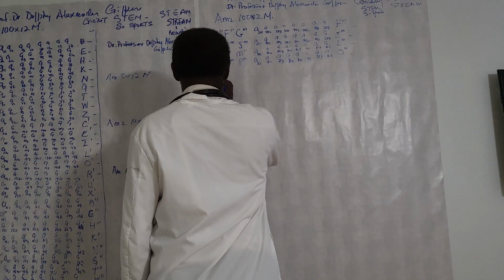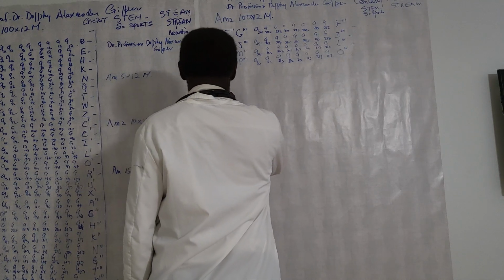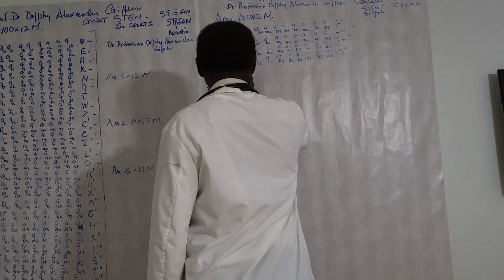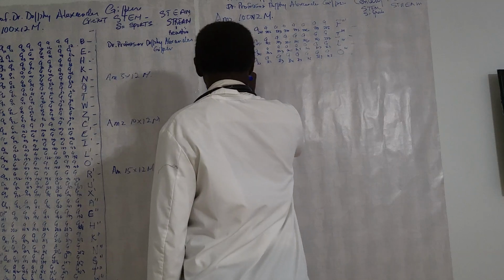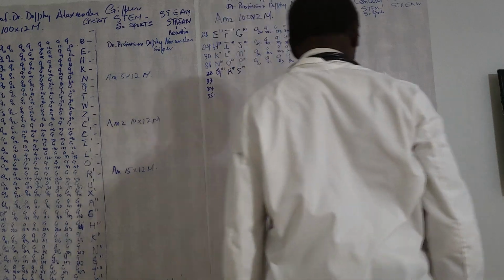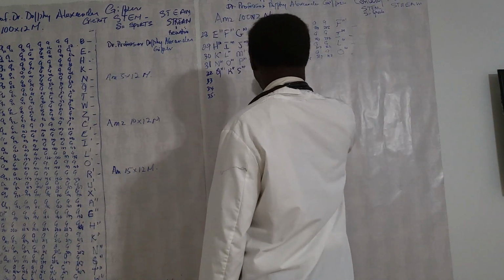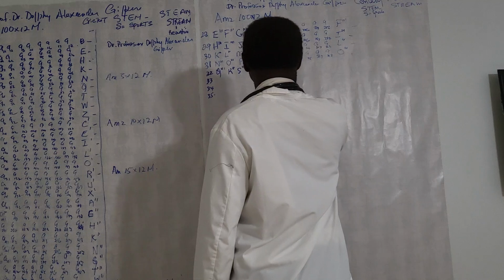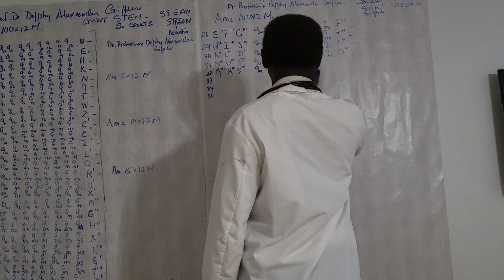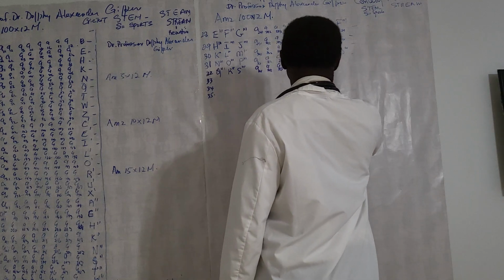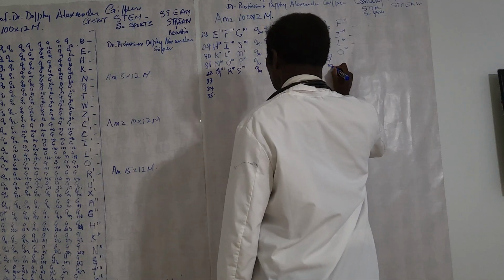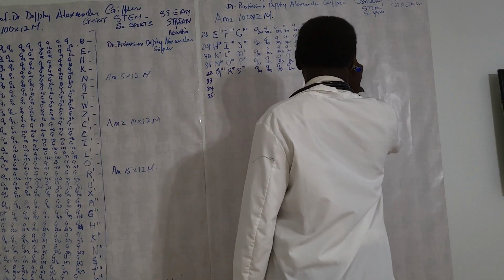32, 33, 34, 35. Q, R, S, triple primes. So here we have now A32, 1, A32, 2, A32, 3, A32, 4, A32, 5, A32, 6, A32, 7, A32, 8, and R triple prime.